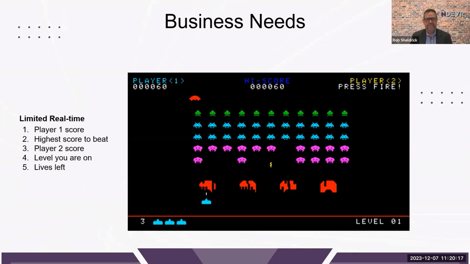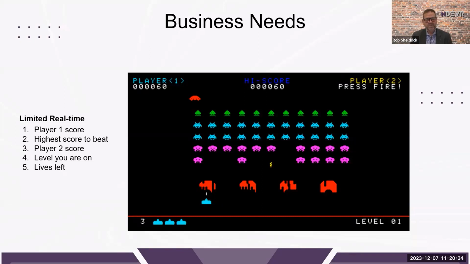We've got the two players and what their scores are. We've got the high score that we're trying to achieve. We can actually see how many lives we have, and this is maybe one of the earlier examples of infographics or having visualization, because they tell you again with pictures of 3 lives and so on.